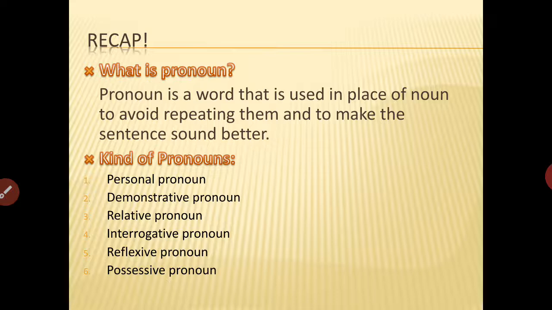Today we are going to learn 6 types of pronouns. Number 1, personal pronoun. Number 2, demonstrative pronoun. Number 3, relative pronoun. Number 4, interrogative pronoun. Number 5, reflexive pronoun. And number 6, possessive pronoun. You all copy down these 6 names in your classwork book of English 2 along with the definition of what is a pronoun in your classwork book.